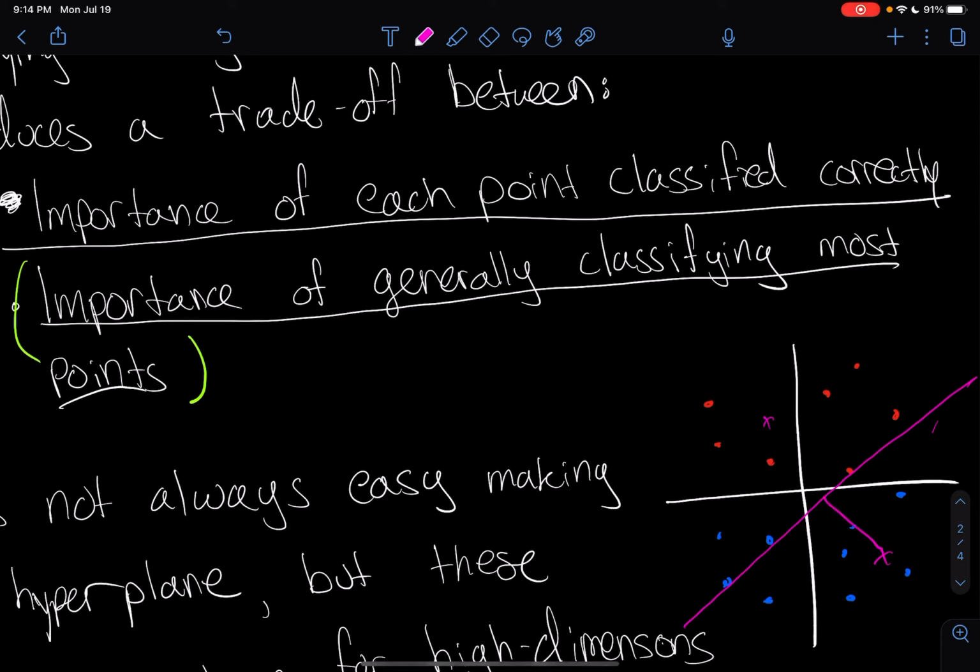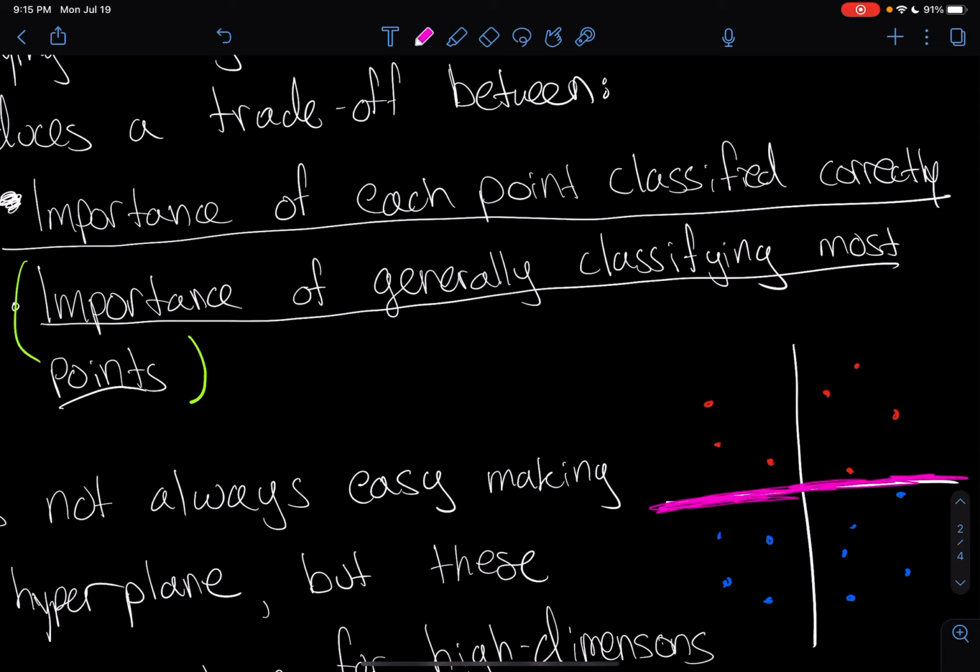So the distance away is pretty large, right? But you can see that we actually misclassified a couple blue points. And so, let's see if I can go back here. So now I want to focus on classifying each point correctly, right? I want all the reds on one side and all the blues on one side. So now my hyperplane might actually look like this.